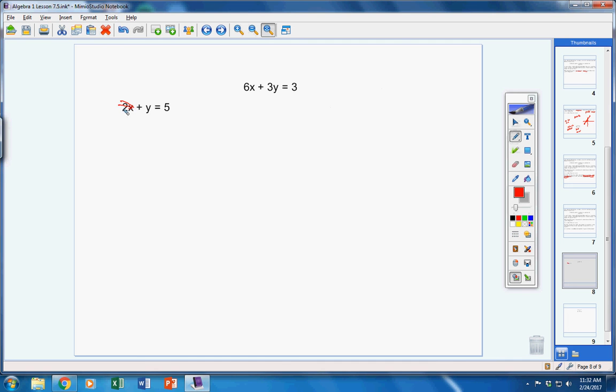I bring my 2x over and make it a negative 2x. Got it? So y equals 5 minus 2x. So for my y right here, I'm going to bring down my 6x, bring down my positive 3, bring down my equal sign, bring down my 3, and then for y right here, I'm going to put parentheses. I'm going to put 5 minus 2x. Now let's solve this and watch what happens. 3 times 5 is a positive 15. 3 times 2 is a negative 6x equals 3.